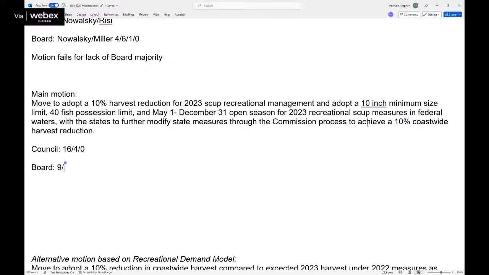Okay, let's wait for the hands to clear. Okay, all those opposed, please raise your hand. New Jersey. Okay, any abstentions? Potomac River Fisheries Commission. Any null votes? No nulls. Okay, the motion carries the board 9 in favor, 1 opposed with 1 abstention.